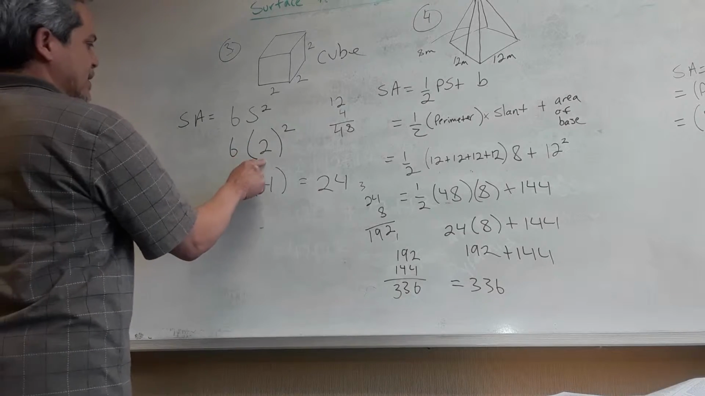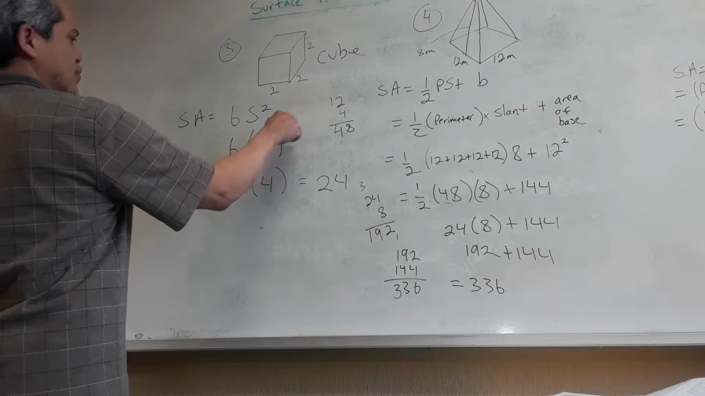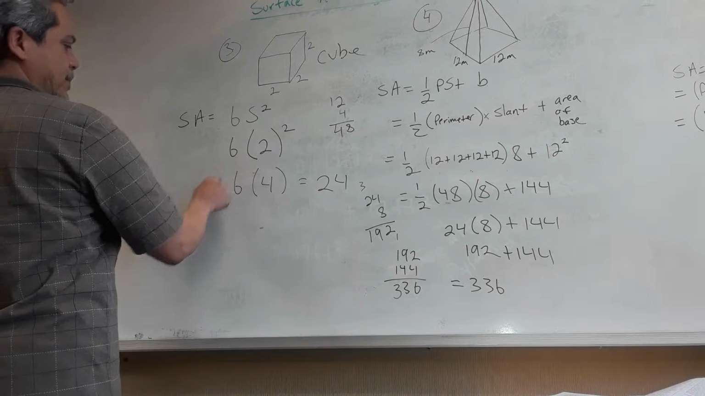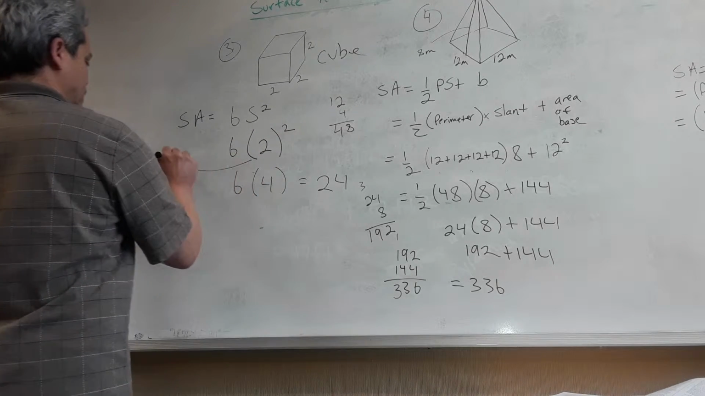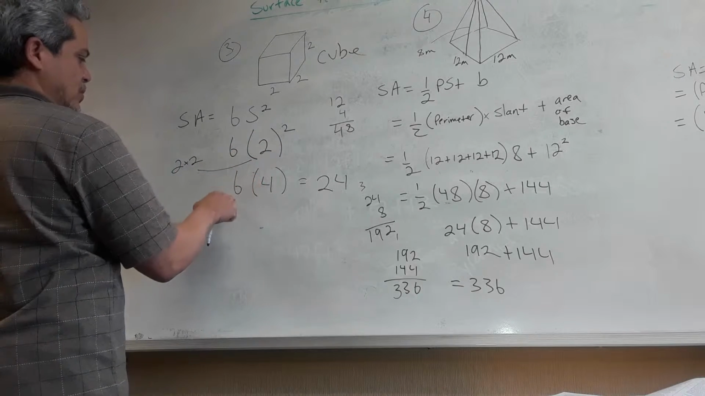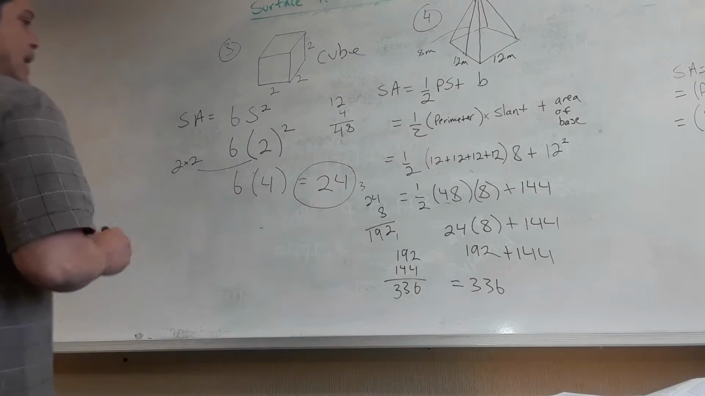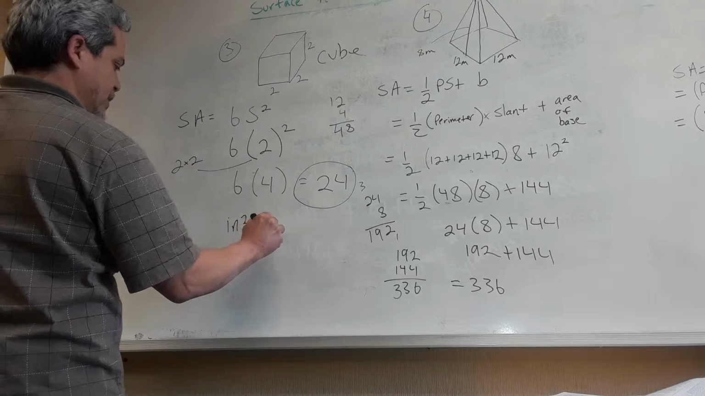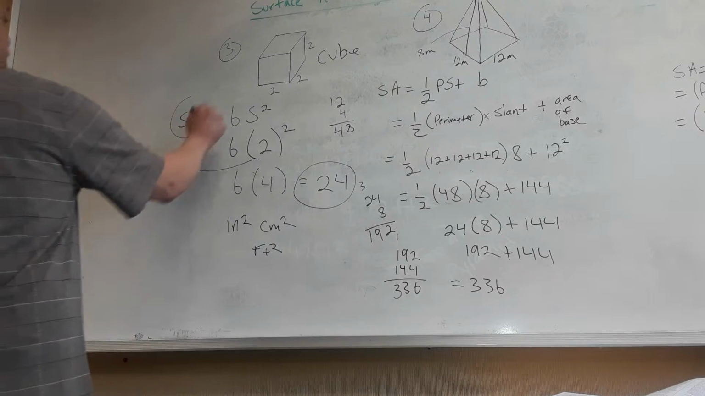So 6 times, each side is 2. So 6 times 2 squared. 2 squared is 2 times 2. So it's 6 times 4, which is 24. They don't give us any units, but remember, if it's inches, it's square inches. If it's centimeters, square centimeters. If it's feet, square feet, and so on, because you're dealing with area.